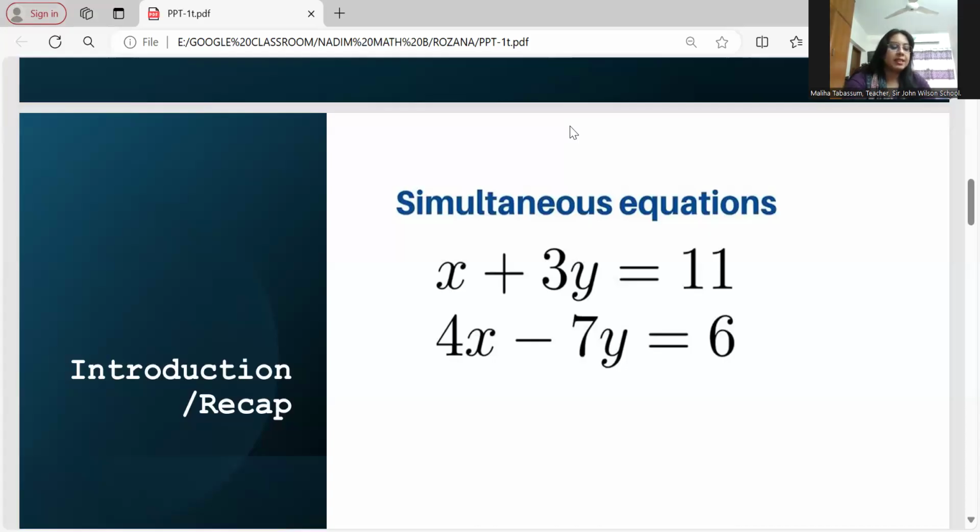So this is an example of a set of simultaneous linear equations. And what is a simultaneous linear equation? It is a set of equations with multiple variables that are solved together. It means the solution satisfies all equations. So by solving these two equations, we will get one x value and one y value, and this x value and y value will satisfy both the equations.